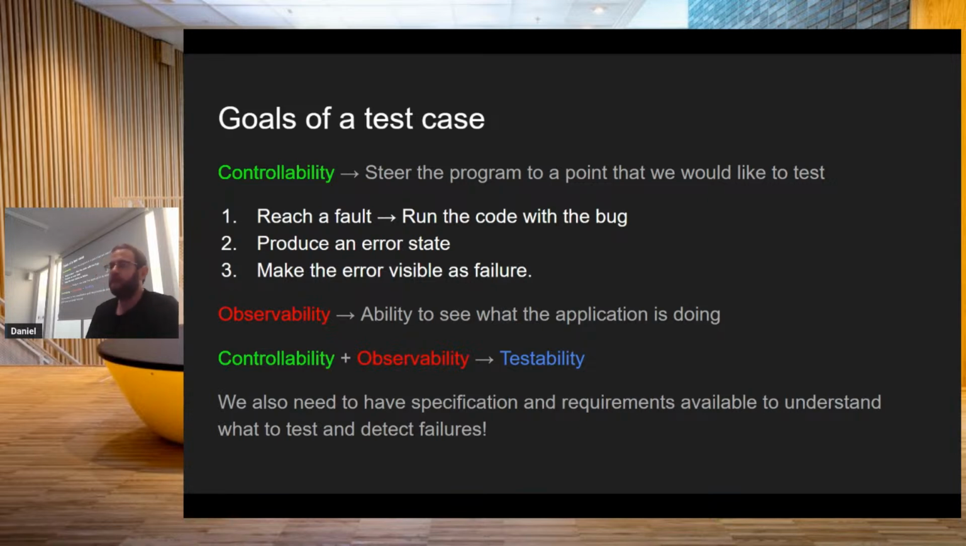Usually, we also need specification and requirements in order to understand what to test and detect failures. So we need to understand the system. If you don't understand the system, what it's supposed to do, and you're just imagining a specification, then anything can be wrong and everything can be right. So you need some idea.